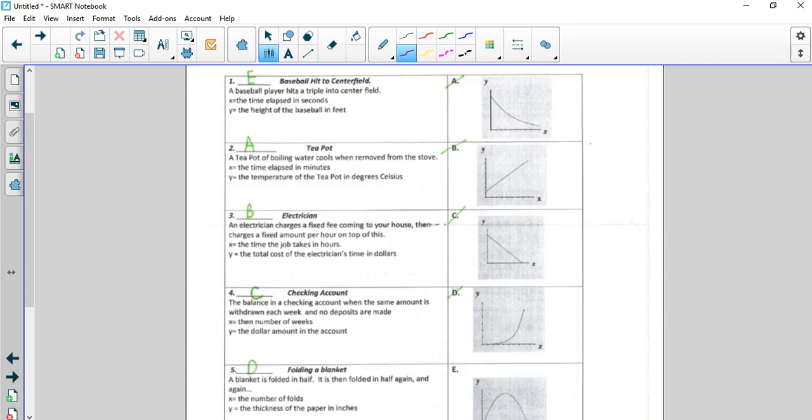C, the opposite direction. You're taking the same amount out each week, and no money's going in. So it's going down the same amount.